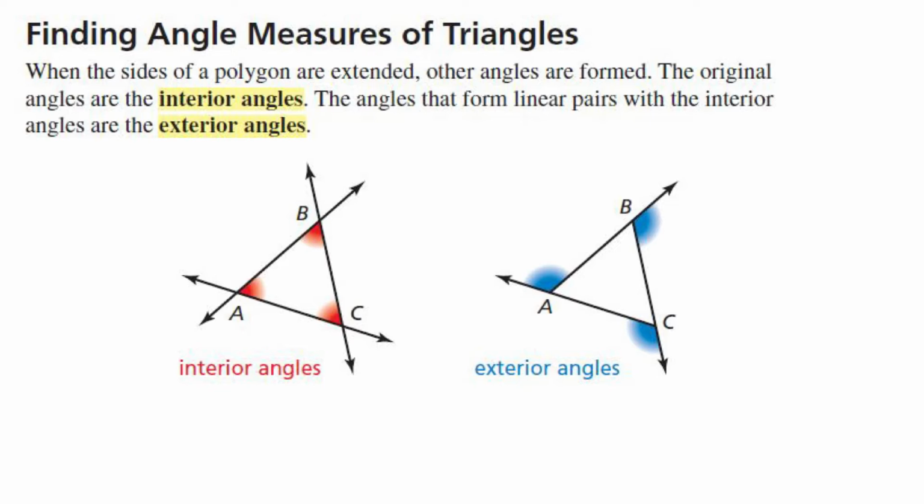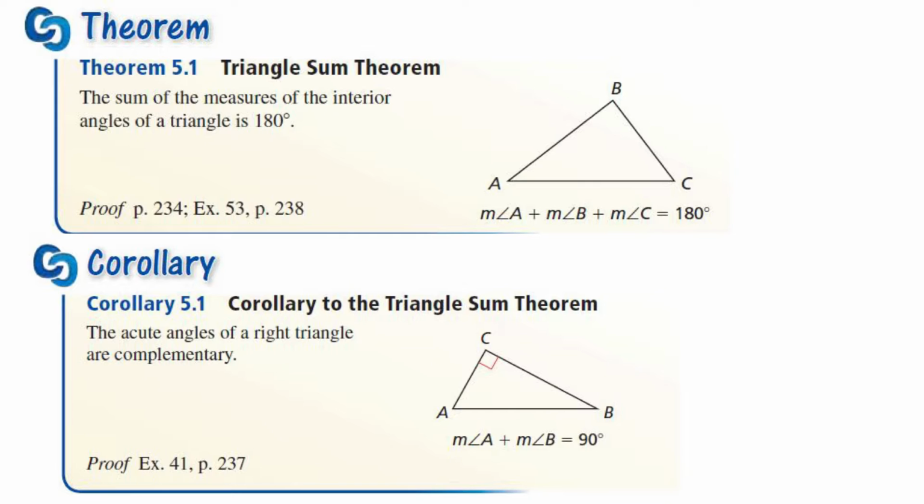So finding the angle measures of triangles. When the sides of a polygon are extended, other angles are formed. The original angles are the interior angles, and the angles that form linear pairs with the interior angles are the exterior angles. So these are your interior angles, and here, if we extended those lines, would be your exterior angles. The triangle sum theorem means that the sum of the measures of the interior angles of a triangle is 180.